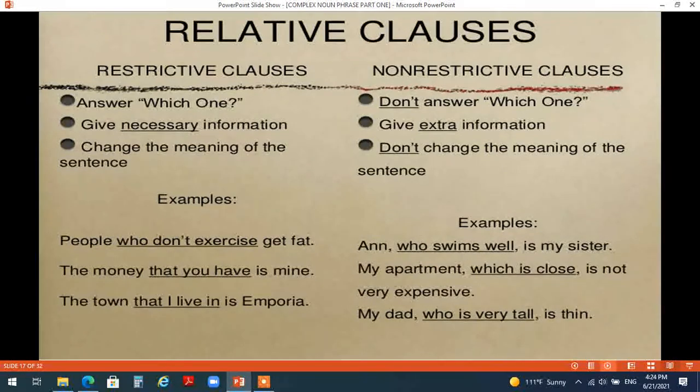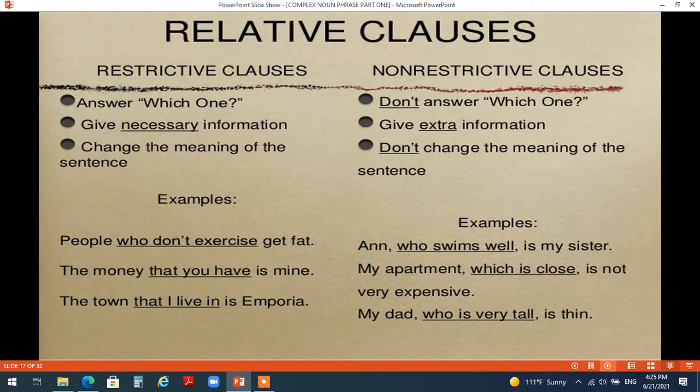Here you can see the difference between these two types. We have restrictive versus non-restrictive clauses. Usually, restrictive clauses are used to answer the question, which one? But non-restrictive clauses don't answer which one. The second difference is that restrictive clauses give necessary information، تنطينا معلومات أساسية، معلومات رئيسية في الجملة. While non-restrictive clauses give extra information، مجرد تعطيني معلومات إضافية، وهذه المعلومات الإضافية ليست أساسية ويمكن حذفها من الجملة بدون أن نغير من معنى الجملة. Regarding restrictive clauses, they change the meaning of the sentence، ممكن أن تغير معنى الجملة، أما non-restrictive clauses they don't change the meaning of the sentence.